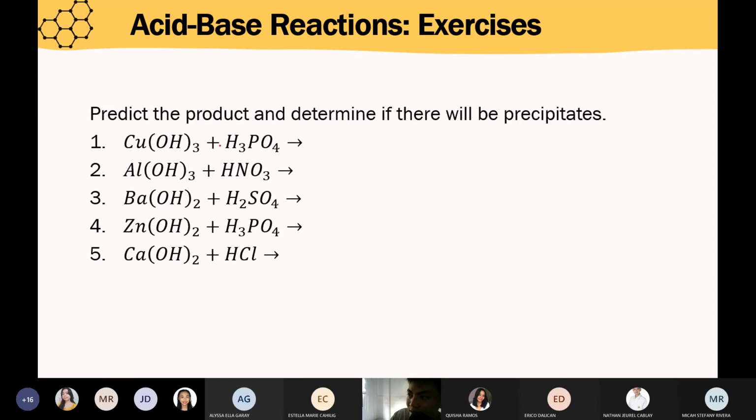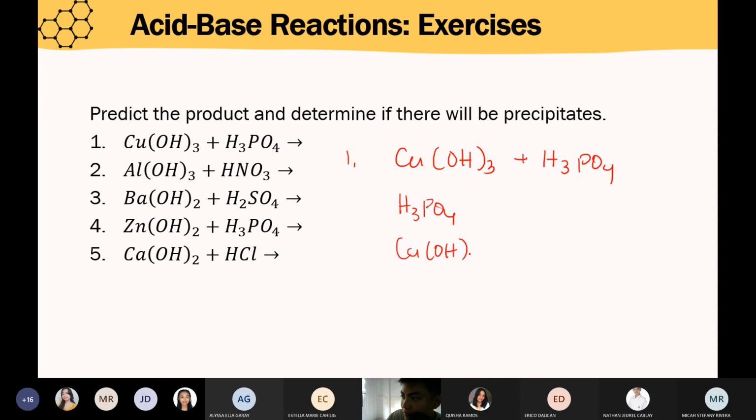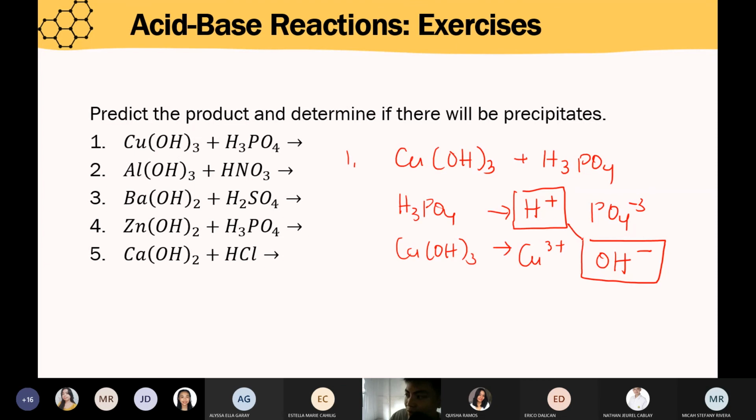Okay? So let's determine our ions for number 1. Ito, madali lang to. Determine the ions. So ano ions natin dito? H plus and PO4 minus 3. About this one, you have Cu3 plus and OH minus. So again, ang priority mo kapag acid-base is the H plus and OH. This is your priority. Pagsamahin mo na agad yan.